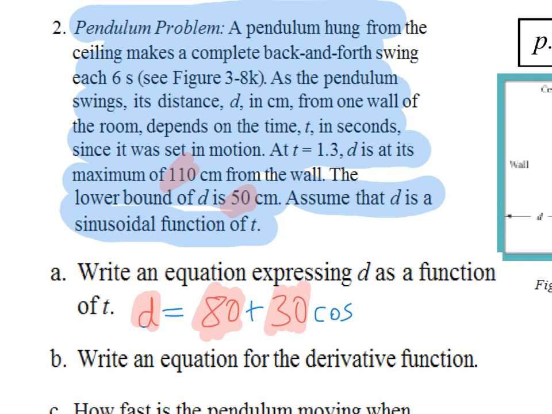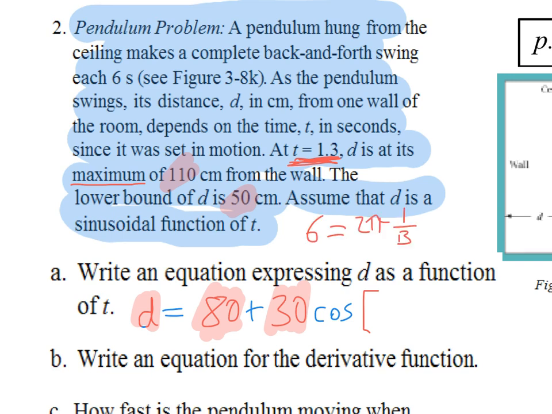Now, why did I choose cosine? The reason why I chose cosine is simple. We're talking about a maximum. So at 1.3 seconds, we were at a maximum. So let's see where it says that. Where did it say? As set in motion at its maximum. Okay, it was literally the next few words after. So since we start with a maximum, I want to start with the cosine. Cosine tends to start with a maximum.